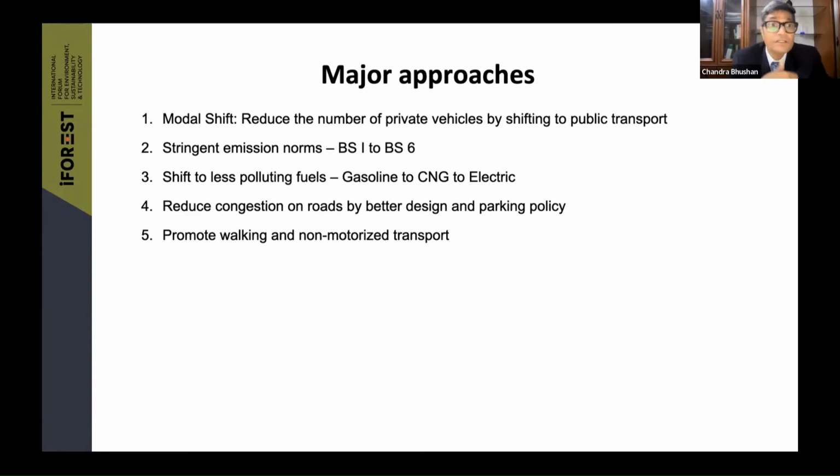Promoting public transport, reducing congestion on roads by better design and better parking policy, making your roads people friendly, and promoting walking and non-motorized transport. These can be done by cities themselves. They do not need the help of anyone else to do these things.